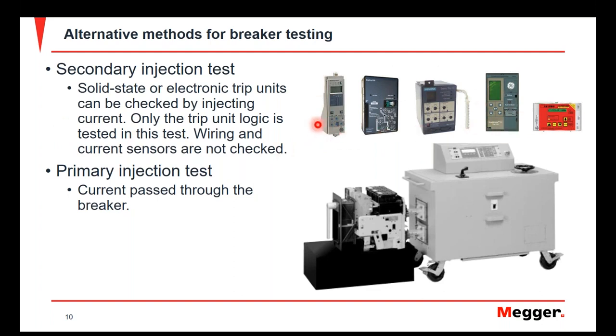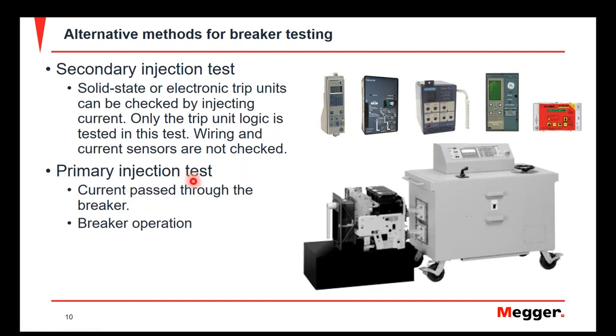And you can see here that we have some different manufacturers' electronic trip units. Whenever we do a secondary injection test, you have a piece of equipment that'll connect to one of these electronic trip units and then check the functionality of it. However, there's a lot more going on with the circuit breaker whenever we test it than just the operation of that electronic element of the circuit breaker.